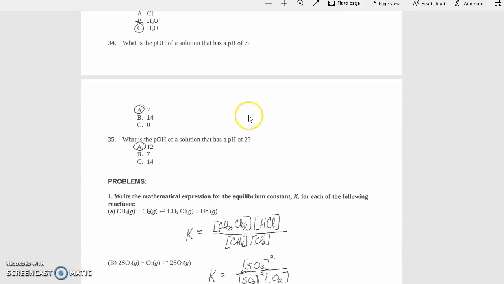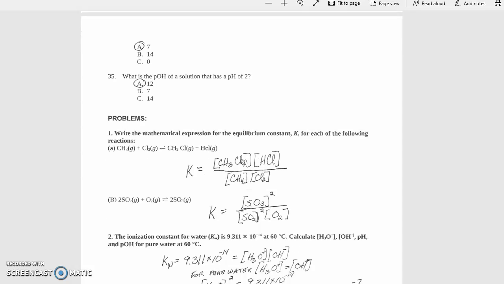The pH of the solution is 7, so the pOH is 7. Remember, it has to be 14 minus this, which equals the pOH. This is a 2, so 14 minus 2 means this is a 12. And then we have practice here writing the equations.